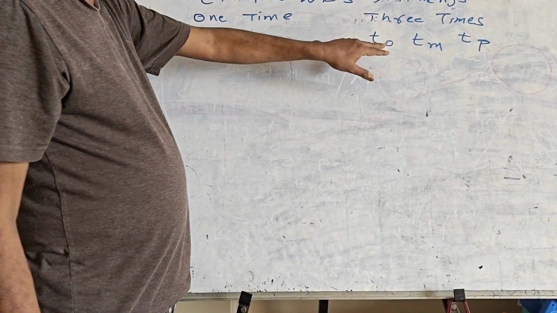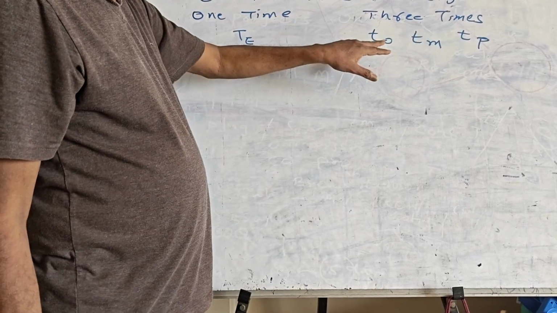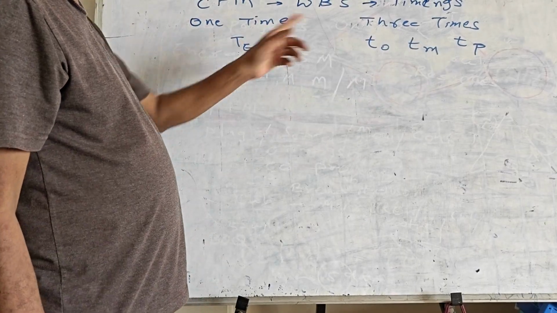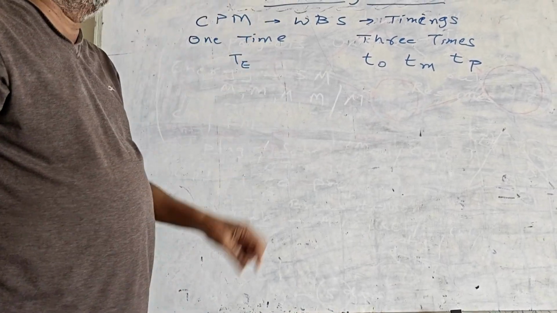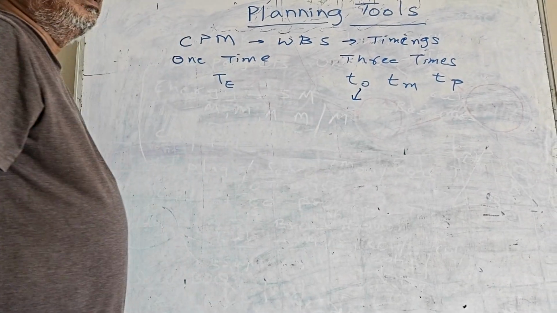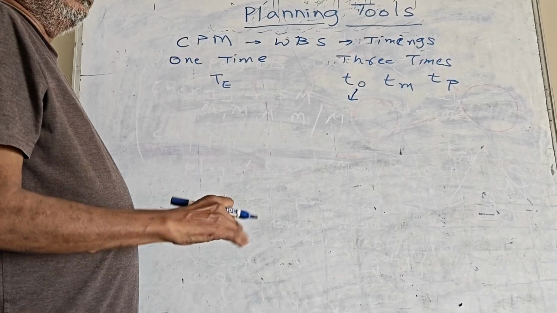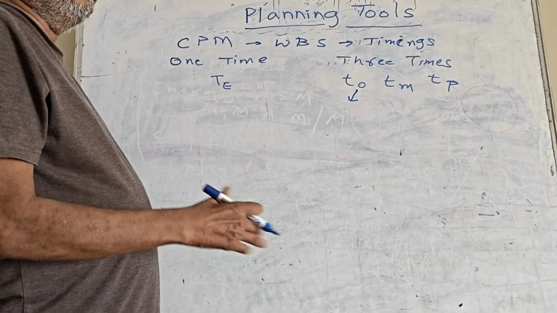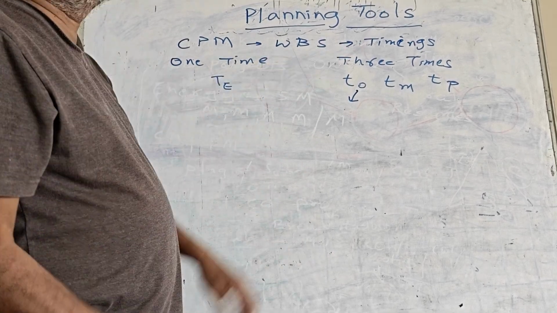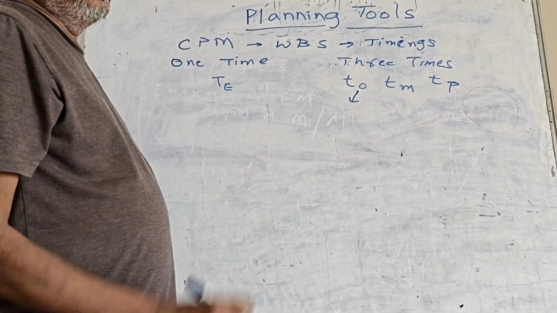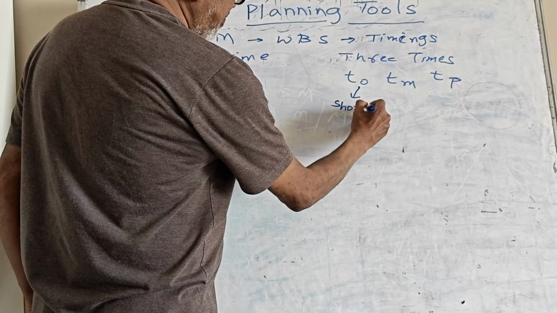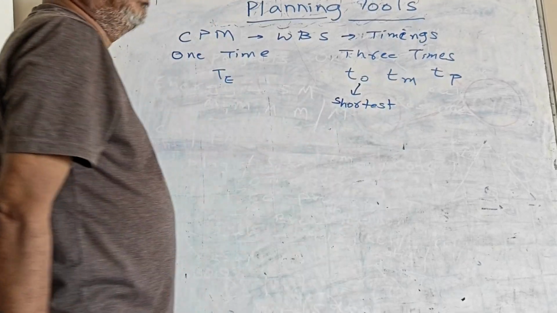Now the 3 time estimates involve TO, TM and TP. This is the optimistic time, this is the most likely time, this is the pessimistic time. First, I will take TO. This is called the optimistic time, when everything goes well, as you plan. There is no hindrance and no hurdle for any of the activities to be completed. So optimistic time is the shortest possible time in which an activity can be completed.